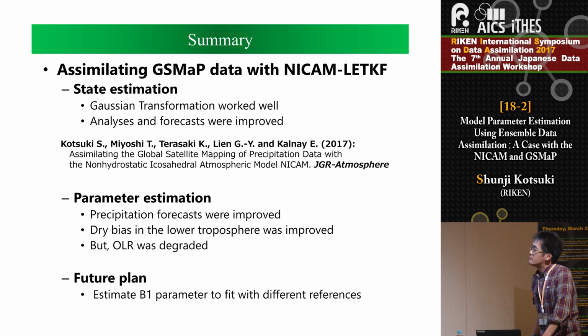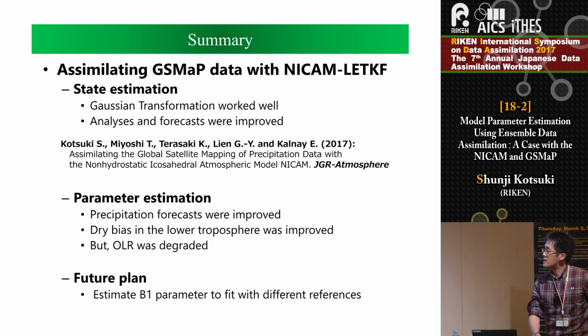Okay, I'm running out of time and I'd like to summarize. In these studies, we propose two procedures to use the precipitation data efficiently. One is the state estimation, and the Gaussian transformation works well with our system, and analysis and forecast were improved. And the second part I presented is the parameter estimation, and we did improve the precipitation forecast, and also the dry bias in the lower troposphere was improved.